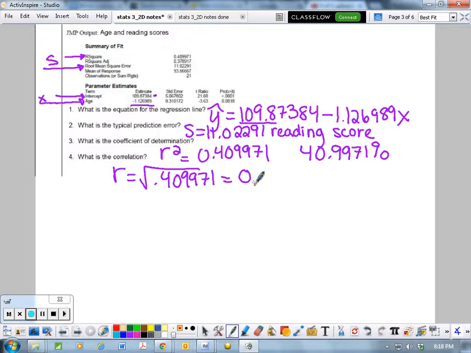So this gives us a correlation of 0.640289, so on and so forth. Which gives us just enough.